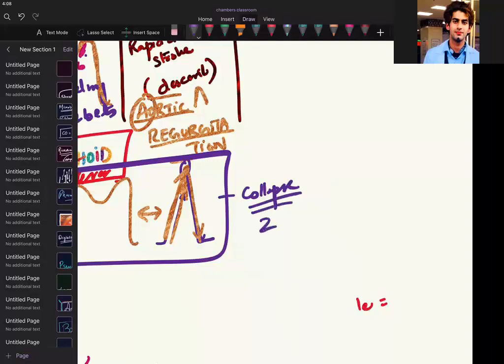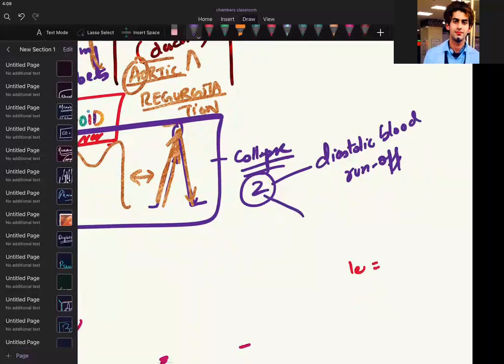two reasons for collapse. One reason, diastolic blood ran off into the left ventricle. The diastolic blood ran off. I told you the reason already. Diastolic blood run off. You can write. Another reason we can write is rapid runoff into the periphery because your vascular resistance has decreased in the regurgitation. So rapid runoff into periphery.